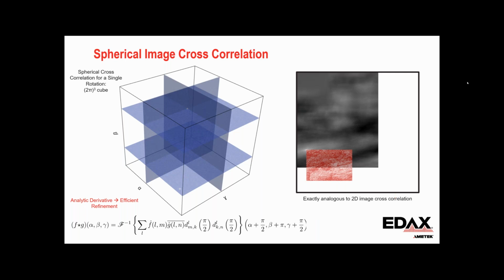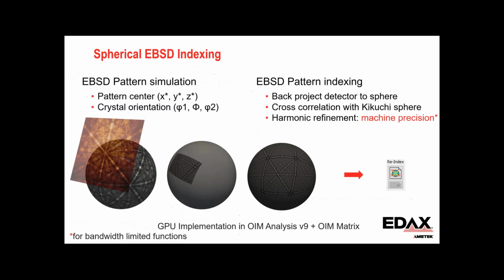The other nice thing is that we get a discretized result, just like with the dictionary indexing, but because there's an analytic expression for the cross correlation, you can use derivative-based refinement, which is significantly more efficient than most derivative-free nonlinear optimizations.